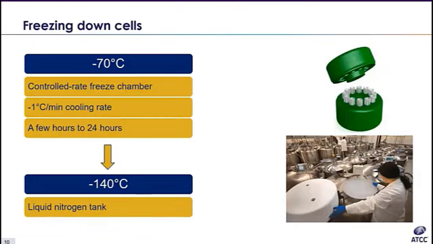So after spending the appropriate time at minus 70 degrees C, the vials must be transferred to minus 140 C for long-term storage. It's recommended to store cells in liquid nitrogen tanks for this purpose.